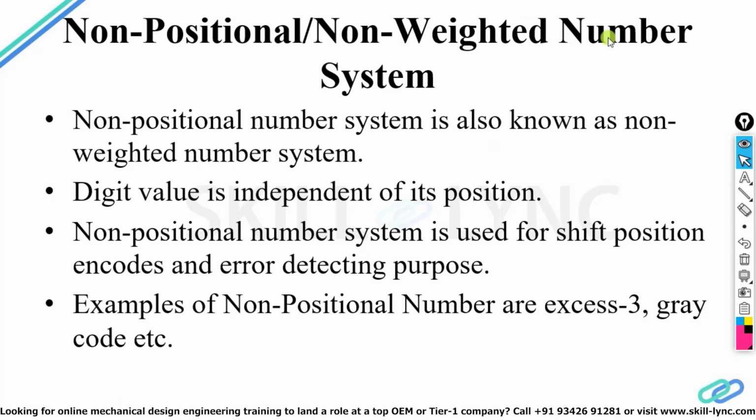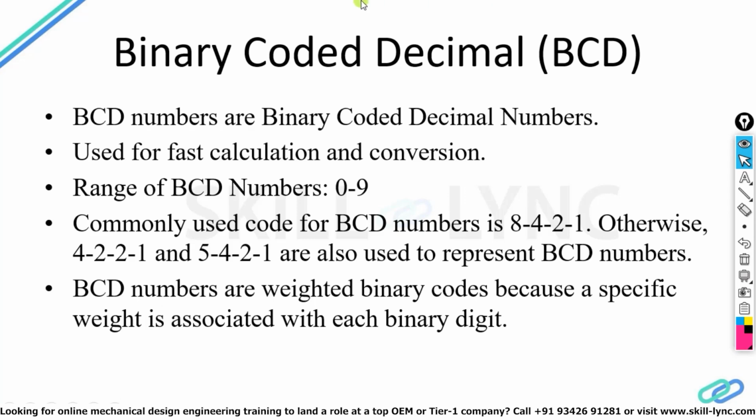So we will start with the positional and non-positional number system in detail. The positional number system is that number system in which positions are associated, just like the 8421 code. Here we are associated with the positions. But in the case of a non-weighted or non-positional number system, position does not exist. Position does not matter.